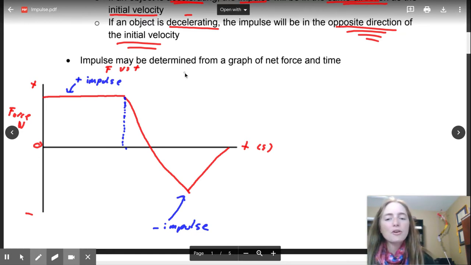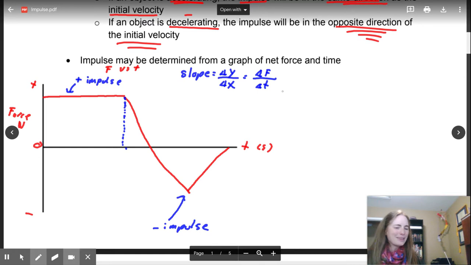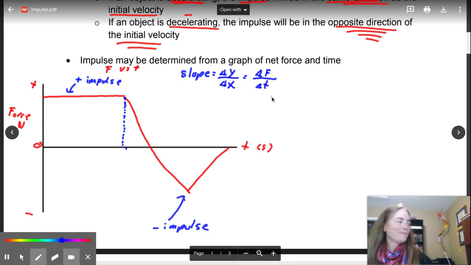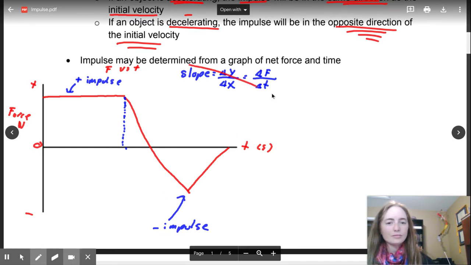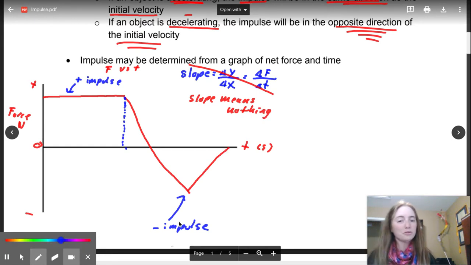So let us look at a couple of different things. What math can we use on this graph? Well, let's look at mathematically what the slope is going to mean. Remember, slope is equal to delta y over delta x. And we've got force and time, so it would be change in force over change in time. Well, force divided by time doesn't mean anything, right? So that's not helpful to us. So the slope means nothing. You cannot calculate slope off of this graph. It's not going to give you anything useful.